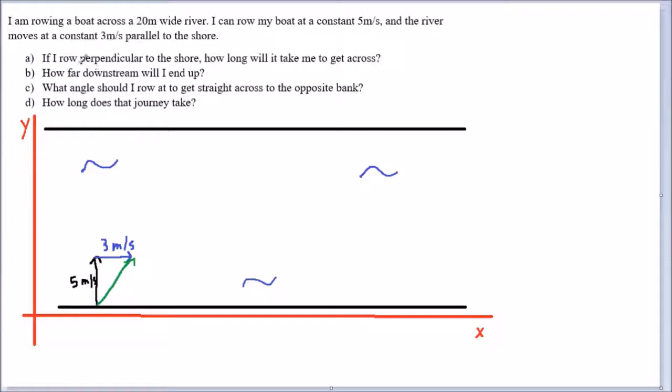So now, let's see. If I row perpendicular to the shore, how long will it take me to get across? Due to these two axes being perpendicular, we know that the x and y components of these vectors are all going to be independent. So that means that this water speed, this 3 meters per second, right now doesn't actually matter, because in the y direction our velocity is 5 meters per second, and we need to go 20 total meters in the y direction. This is 20 meters, as it says up there. So we need to go 20 meters in the y direction, and we're moving at 5 meters per second in the y direction. So we can just divide 20 by 5 and get 4 seconds.